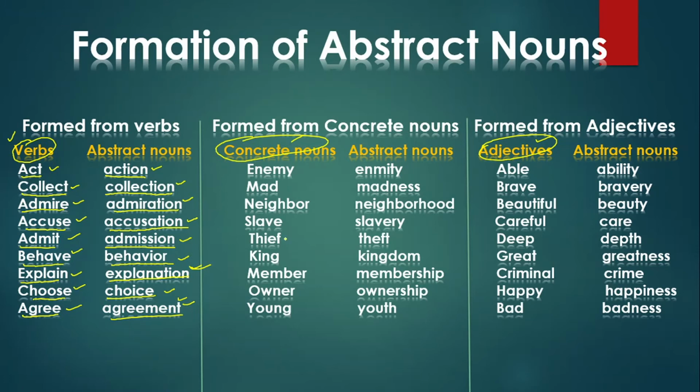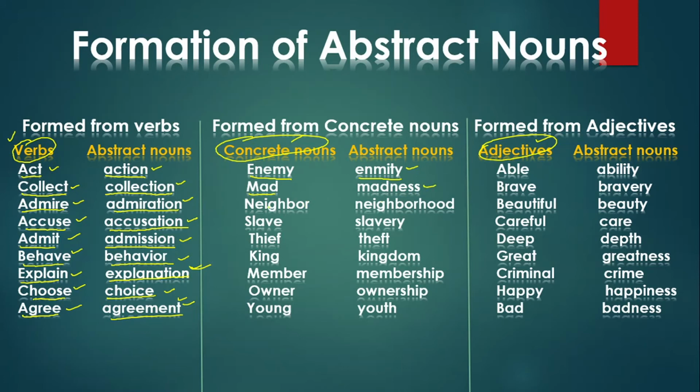Next, formed from concrete nouns, which you can see, like from enemy. Enemy is the name of a person. Enmity is the name of that quality. Clear. Mad is the name of that person, and madness is the name of that state.